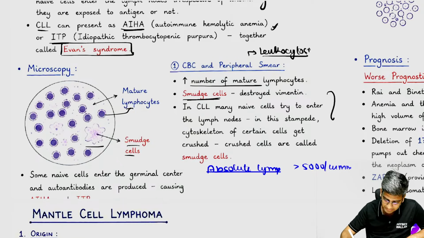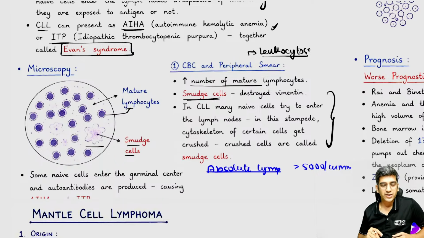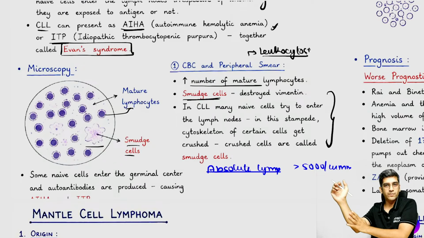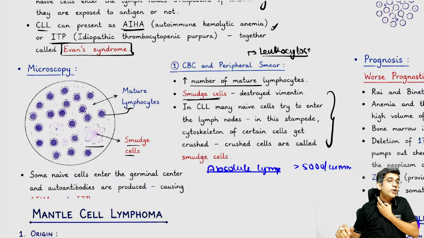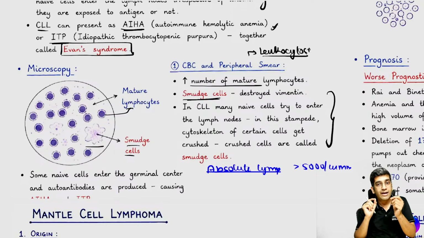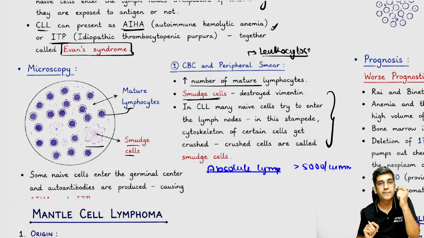So here, this is the reasoning why question. Why do we have smudge cells in CLL? If they ask a question, it's simple. It's a disease of naive B cells, which means they are in my blood circulation. All the WBCs in the blood circulation, when they go into the lymph node, there will be a stampede. It's too much of cells in the lymph node, right? So that will destroy the cytoskeletal protein.